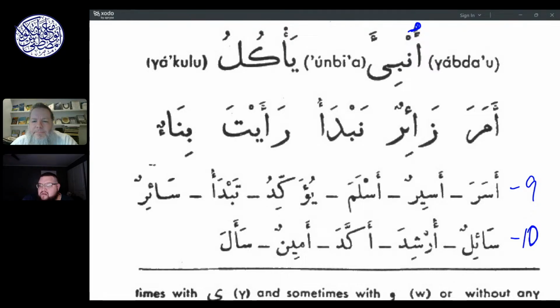Zairun. But without the E, don't make it long. Zairun. Zairun. Right? This is long because of the Aleph. Zairun. So is the Hamza not above the Aleph there? No, it's above the Ya, but no dots. Okay. Zairun.